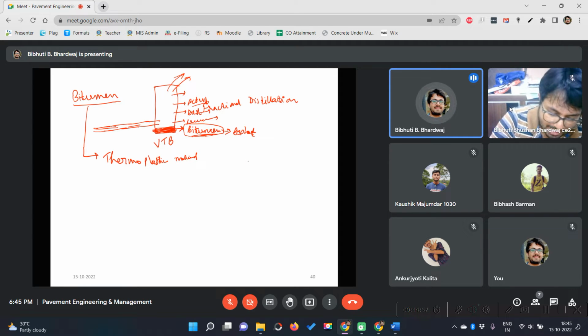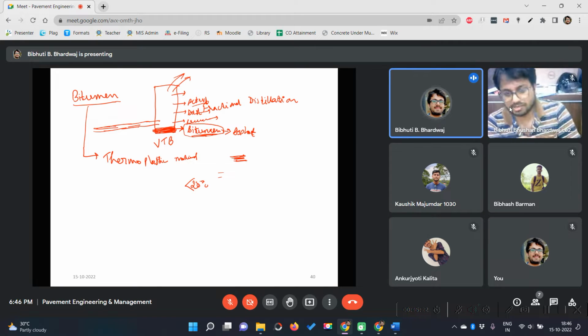At higher temperature, it will behave like a liquid, just like water. And at lower temperature, if the temperature is less than 20 degrees centigrade, it will be like a semi-solid. And if the temperature goes even below that, it will be very solid. So it depends on the temperature. But anyway, we can heat the bitumen to make it flowable. We can pour it somewhere. Then again, after some time, bitumen will cool down and it will be solid again.